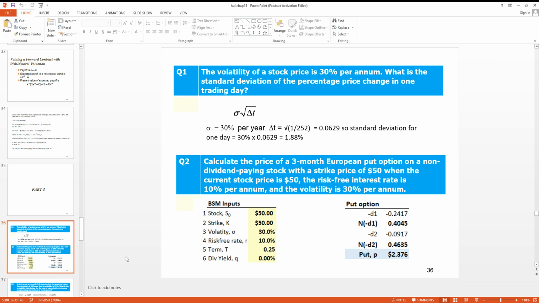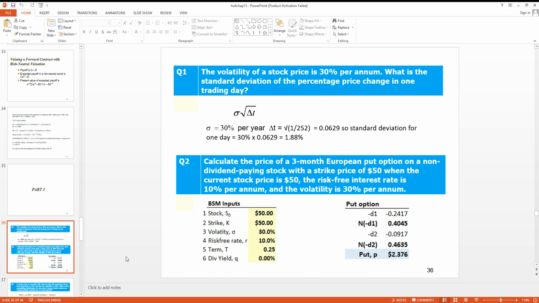So what I've done is I've put this into an Excel sheet, and the output is what is embedded over here. So you've got the stock price 50, K is 50, sigma is 30%, risk-free rate R is 10%, time is 0.25, which is 3 by 12, and dividend is 0%. So if you calculate D1 using the formula of the Black Scholes equation, you get a value of minus 0.2417. N of minus D1, because this happens to be a put option, works out to 0.4045.